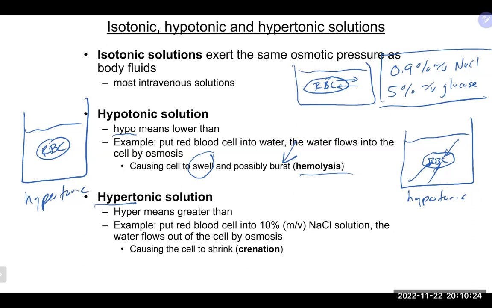Inside the cell decides I'm just going to release all my fluids there to try to dilute the outside of the cell in a process, again, through osmosis. The result of that is the cell is going to shrink and probably not survive very well, and that's what is known as crenation. Also not a great thing that's going to happen in that situation. Any questions on that there?